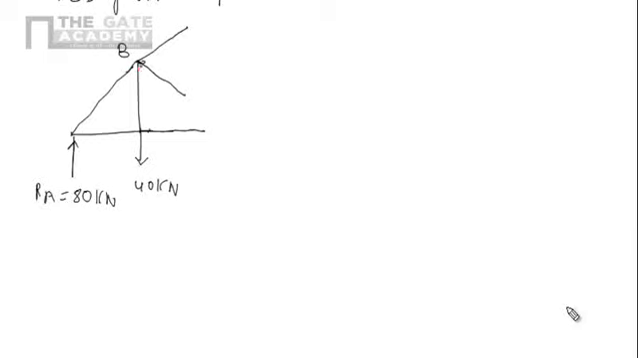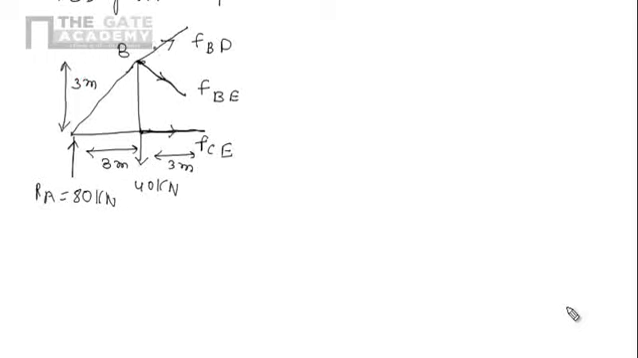So in the cut section we have to show the forces, and our assumption is forces are tensile, so it should be away from the joint. So it will be FBD. This one will be FBE, and this one will be FCE. And these distances we know. This one is 3 meter. This one is 3 meter. And this distance also we know. This one is 3 meter. And this angle we also know. It is theta. So in terms of sine theta and cos theta, we know the values.